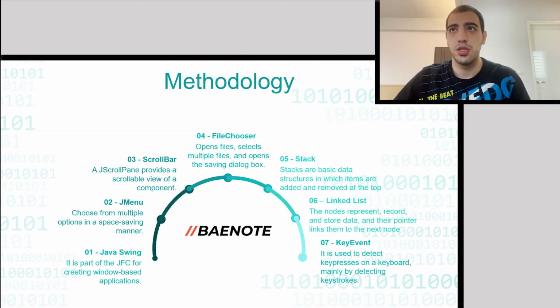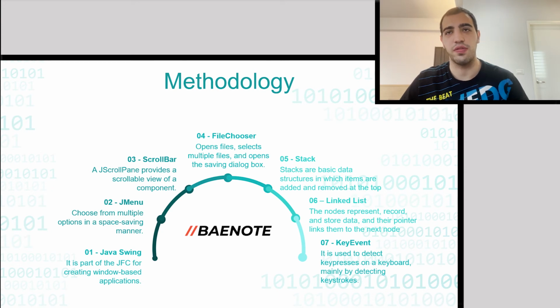The methodology is divided into 7 parts, and the first one is Java Swing, which is a part of the JFC for creating Windows-based applications, so the GUI. The second one is the menu. With the menu you can choose from multiple options in a space-saving manner.